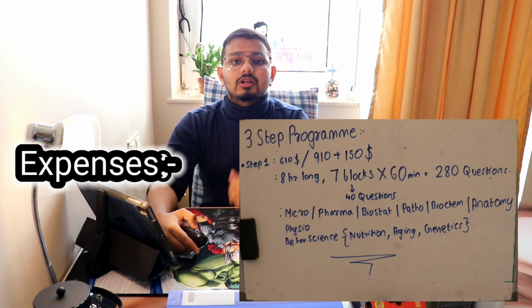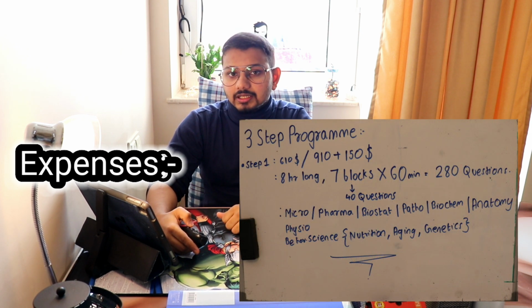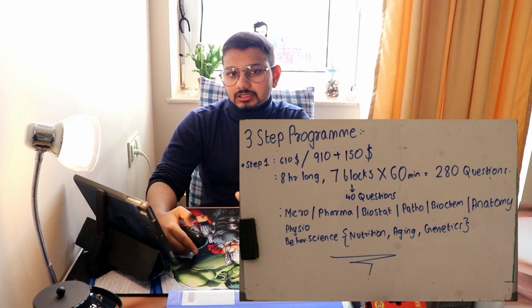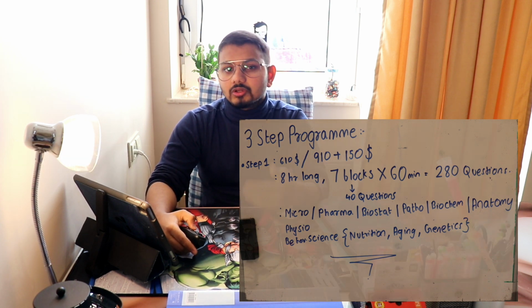Second, we will talk about the structure. It is a 3-step program. Step 1, for the students from US and Canada, the expense will be $610 US. For IMGs, it will be $910 US plus $150, because the examination paper is being couriered to your country.